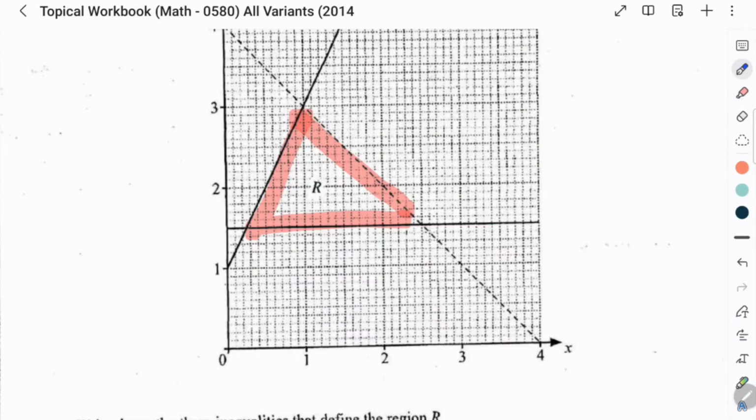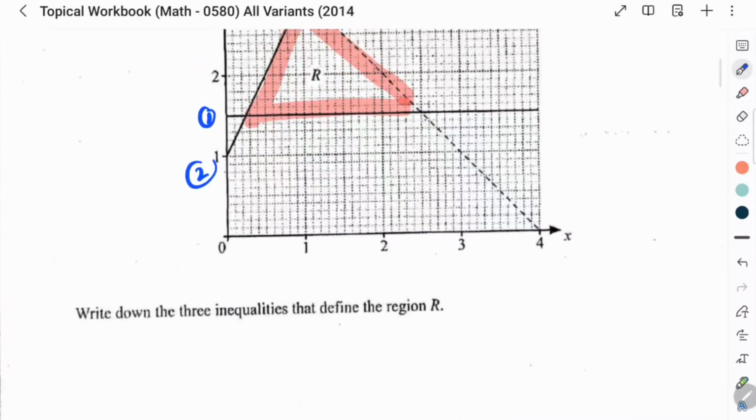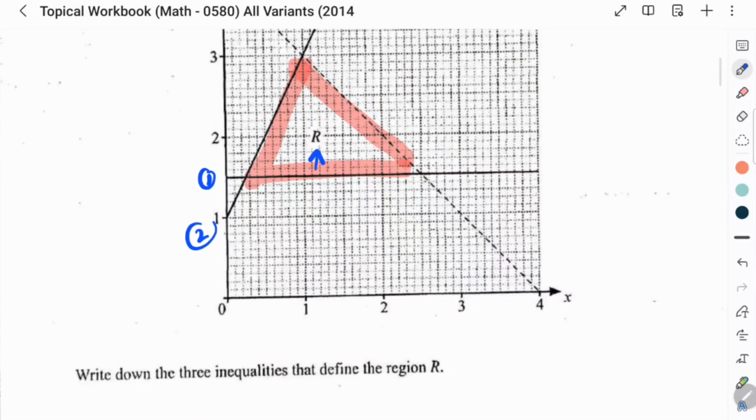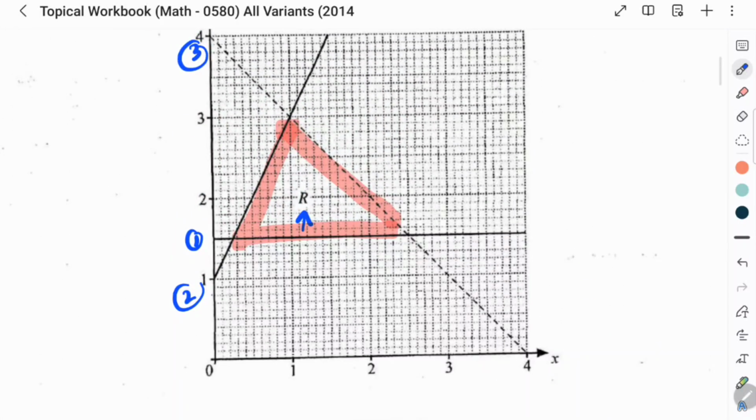So first of all, I have 3 equations here: 1, 2 and 3. The first one is a horizontal line which is between 2 and 1. So it means y is equal to 1.5, and the region is above the line. So y is greater than or equal to 1.5. The second line has a y-intercept of 1. Okay, so c is equal to 1 for the second line.